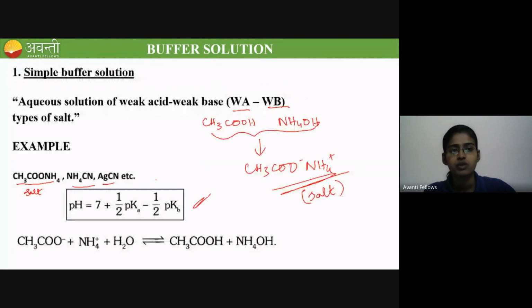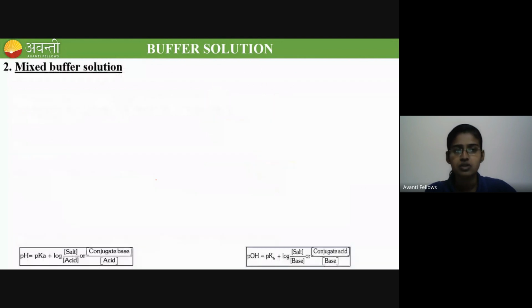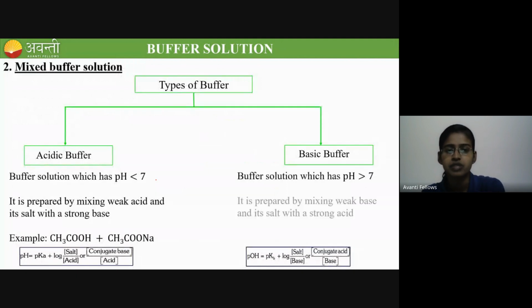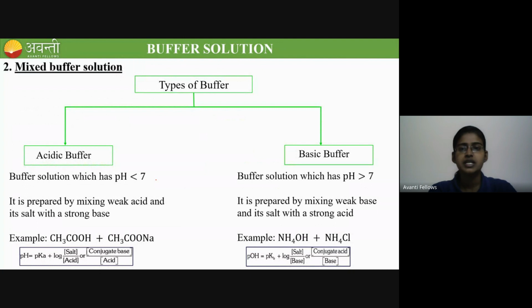So we have completed the simple buffer concept also. Then we will move on to the mixed buffer solution. Okay, mixed buffer solution. And in mixed buffer, we have two types. One is acidic buffer, the other one is basic buffer. Buffer solution which has pH less than 7 is called acidic buffer, which has more than 7 is called basic buffer.